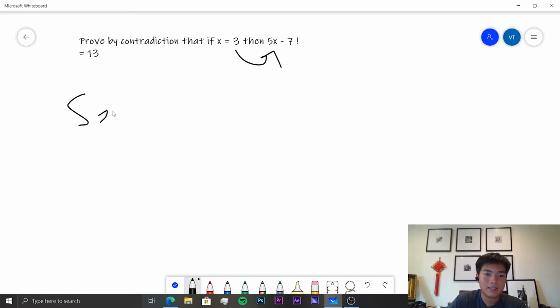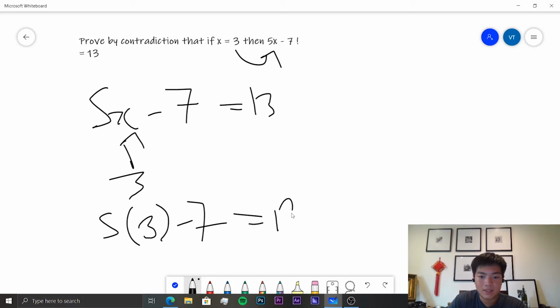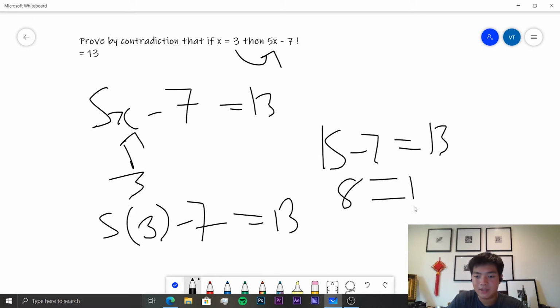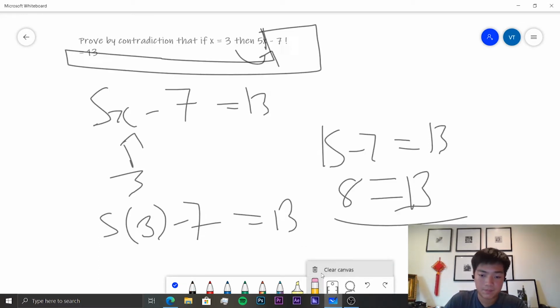Say we have our statement, 5x minus 7 is equal to 13, and we substitute 3 here. Say x equals 3, that's 5 times 3 minus 7 is equal to 13. 15 minus 7 is equal to 13. So it gives us 8 is equal to 13. Since this statement is definitely false, the original statement must be true because they are not equal, thereby proving it. So that was a pretty fast one.